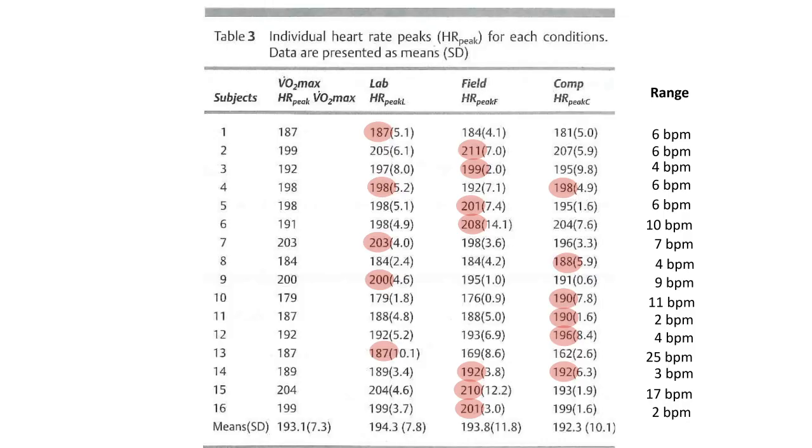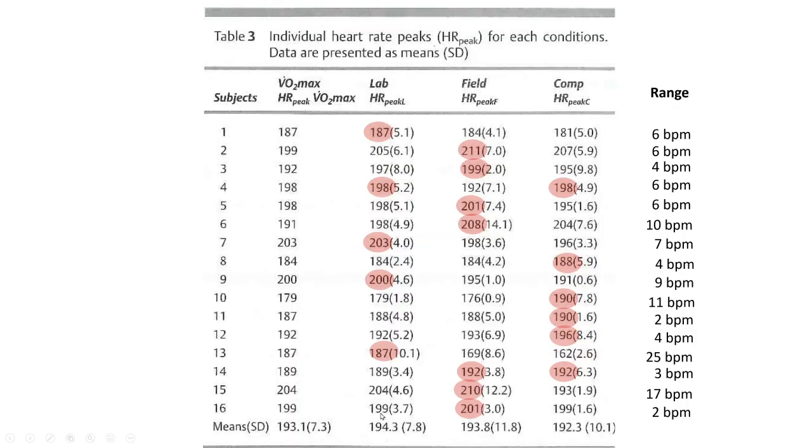Now, here is when you put it all together: the 5 lab tests, the 5 field tests, and the 5 competitions, the 5 races. Here are the results for each subject. Here is their heart rate peak. Here is what is seen in the lab, from during the VO2 Max testing. This is lab, field, and competition. And then I've highlighted where they actually saw the highest heart rate. And you see it's spread.